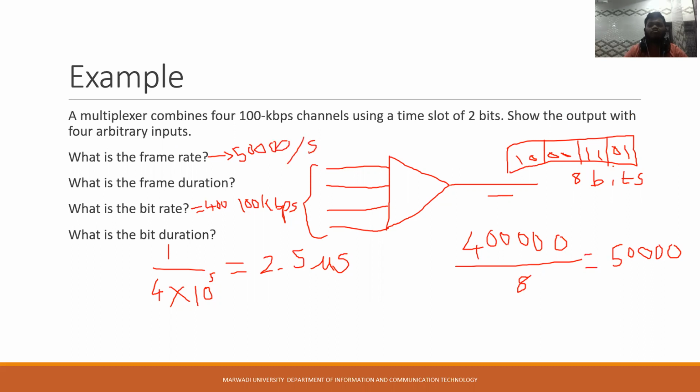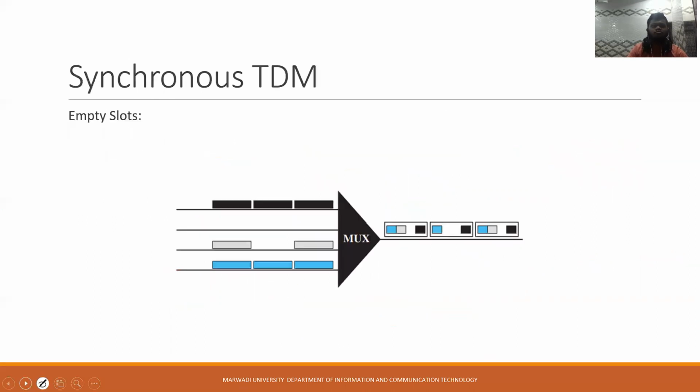So 50,000 frames per second. If we transmit 50,000 frames per second, each frame containing 8 bits, then we can achieve this bit rate, that is 400 kilobits per second. And the frame duration would be just the inverse of 50,000, that is 1 upon 50,000, which is equal to 20 microseconds. So we have all the answers.